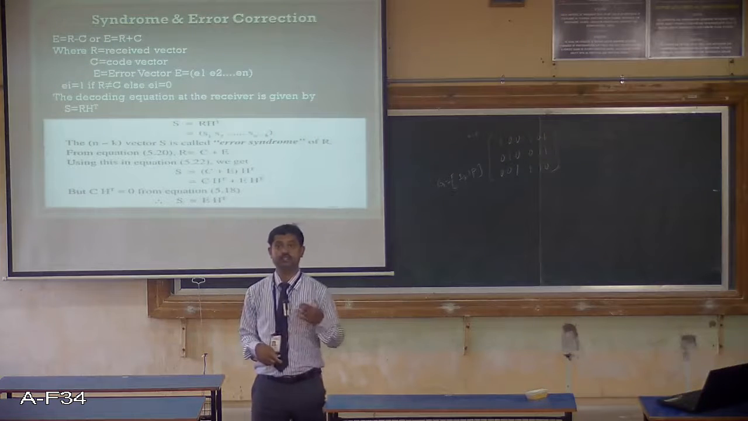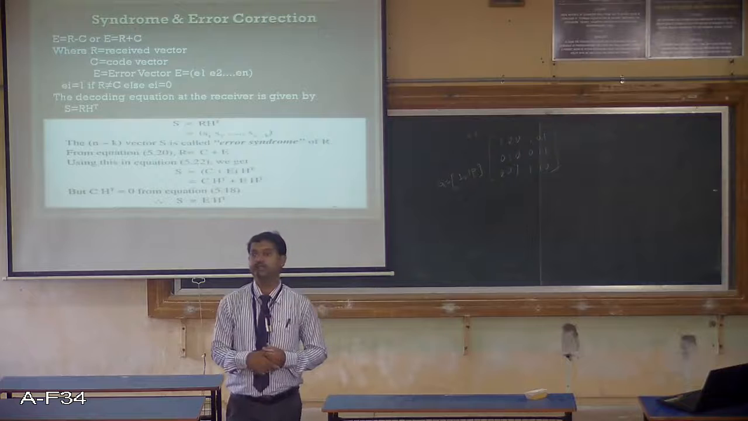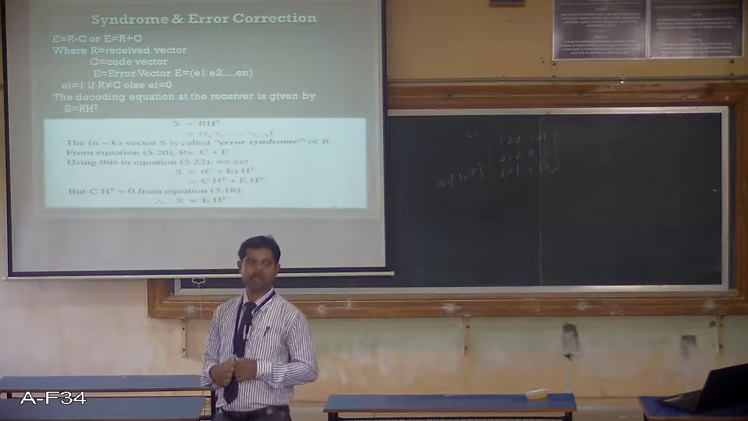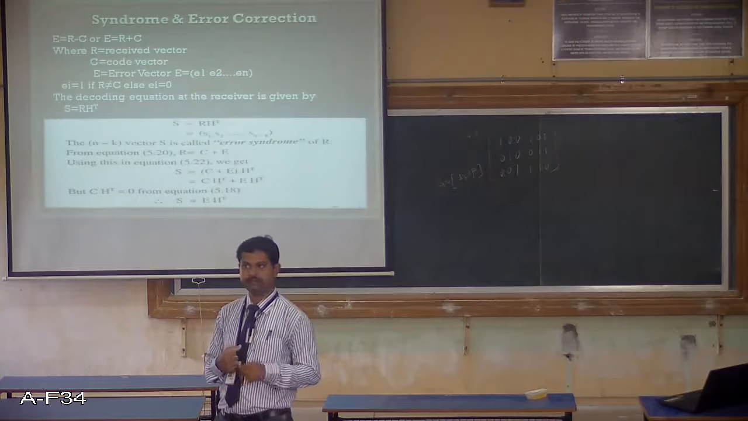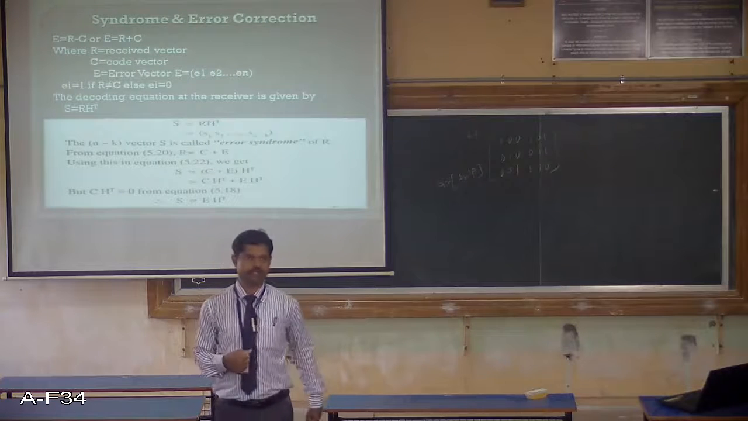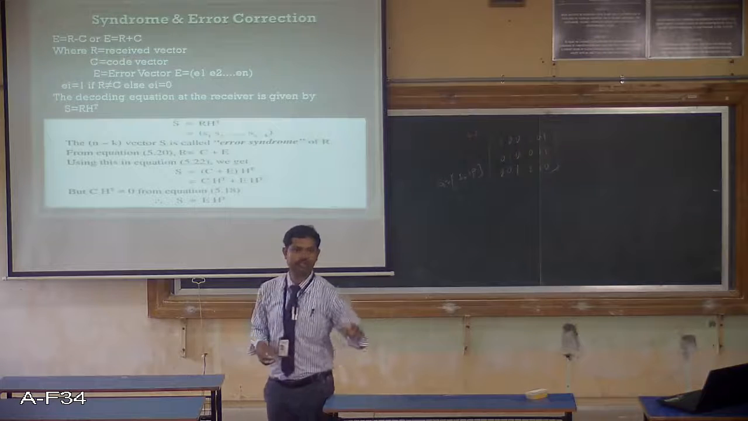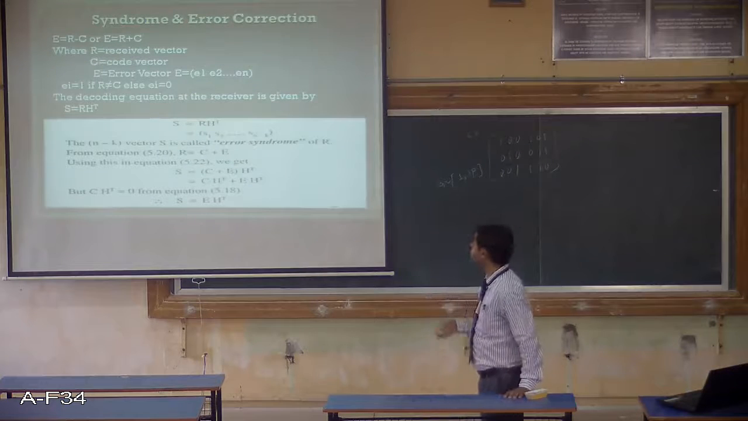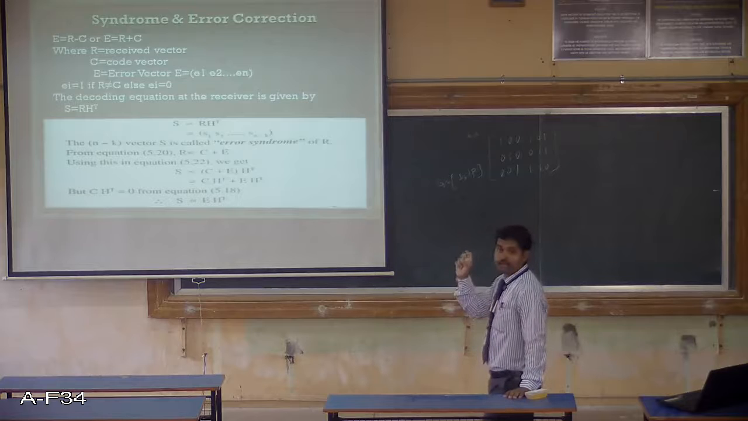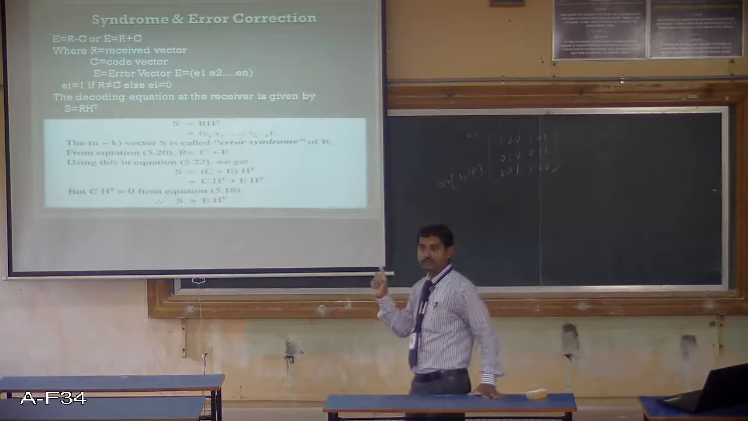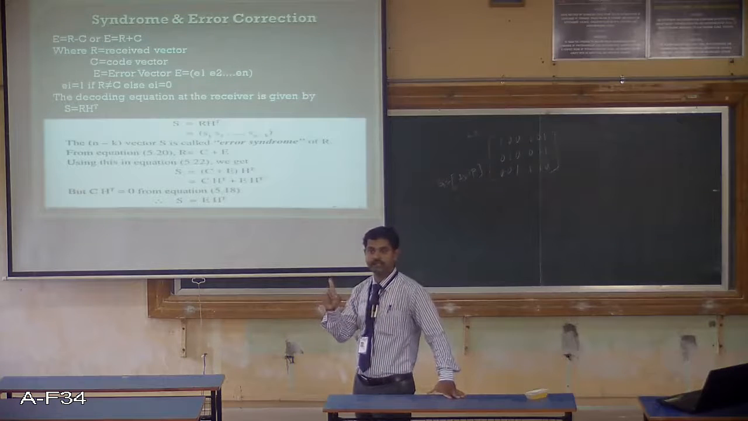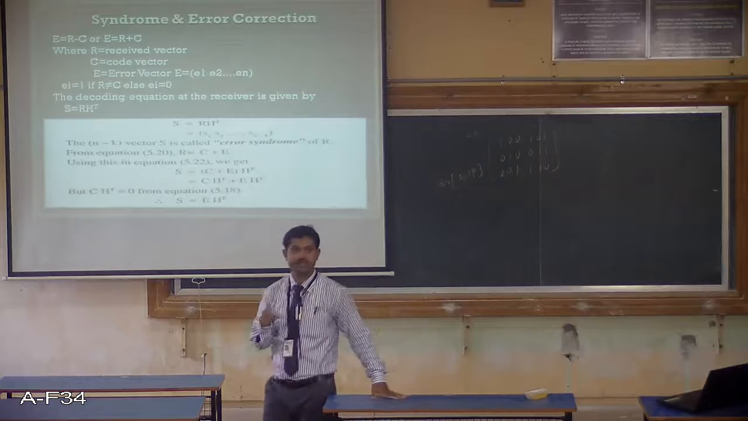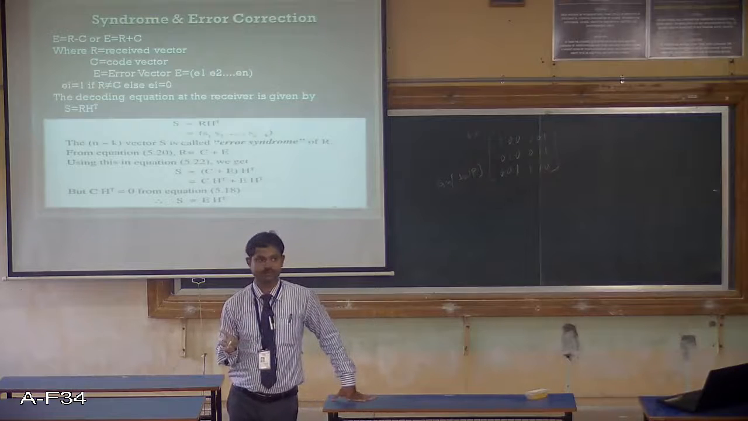If any error occurs, you need to fix it, no? So for that there is some procedure in the LBC. It means using LBC I can correct my errors. Not only detection, I can even correct the errors. E is equal to R minus C or R plus C, where E is the error vector, R is the received vector, C is the coding vector.